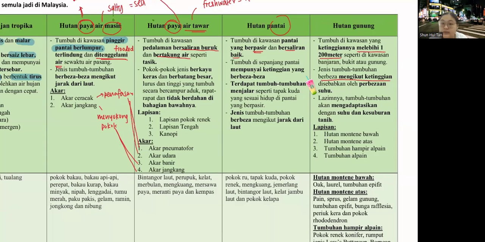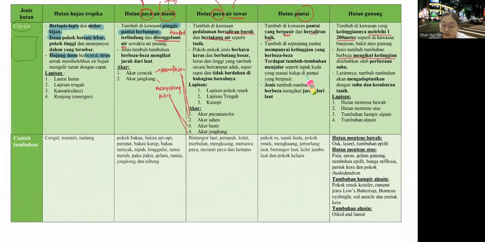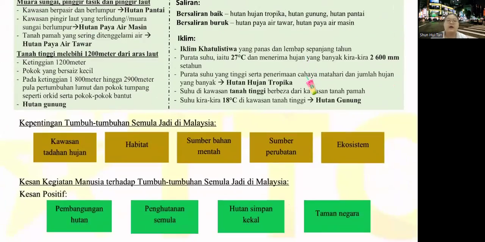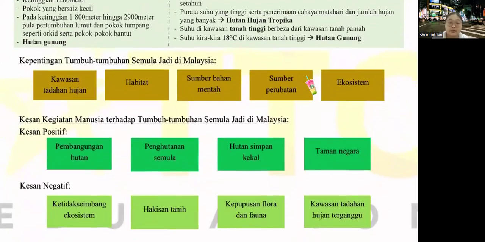All right. And hutan also have a few layers. Now, here, the important one that mainly, for your essay part, will come out is they will ask you kepentingan, kesan negative. All right. Kepentingan tumbuh-tumbuhan. Why is tumbuh-tumbuhan so important?